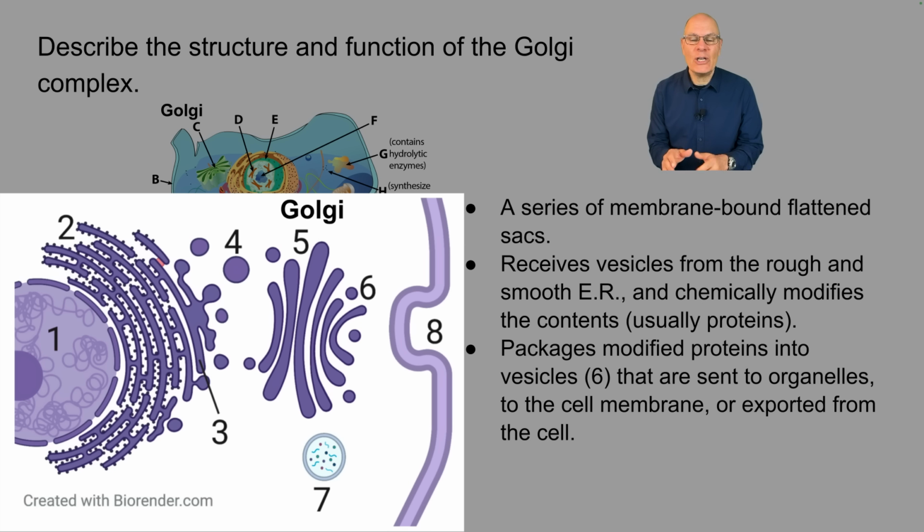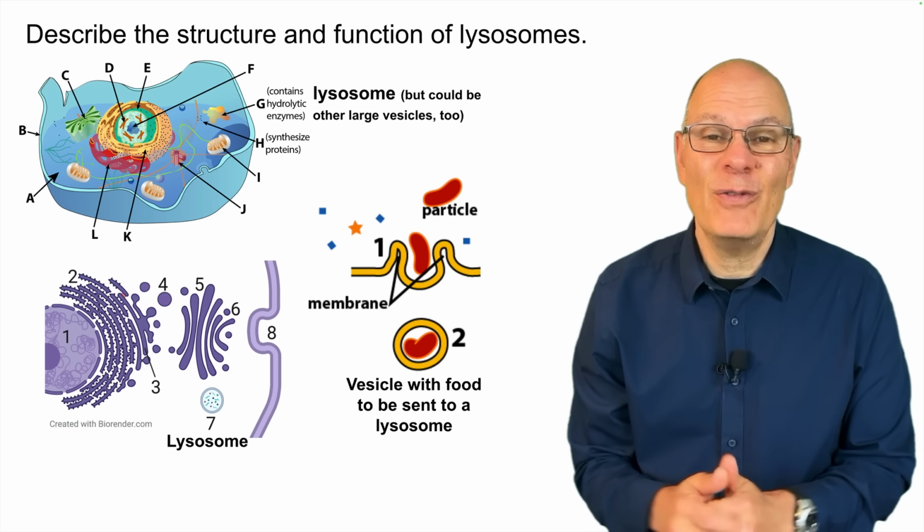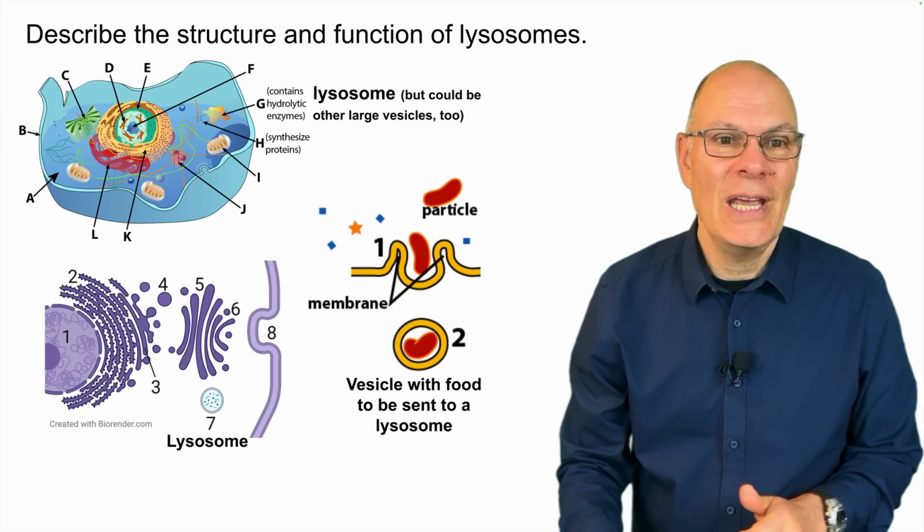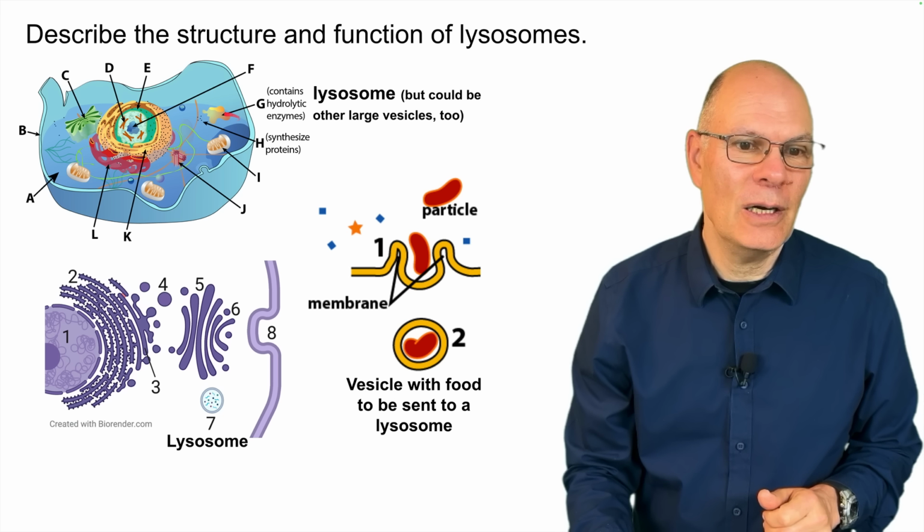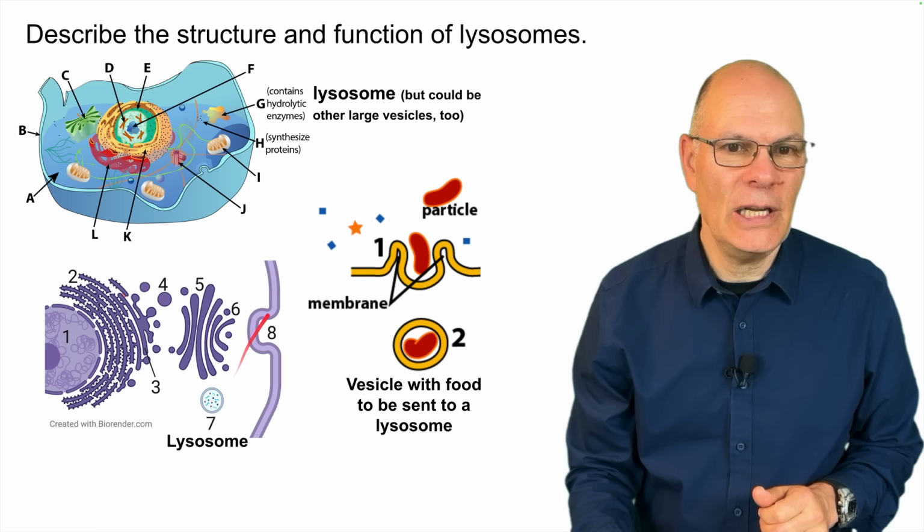The Golgi packages those modified proteins into vesicles, shown at 6, that are sent to organelles like lysosomes over here at 7, to the cell membrane, or exported from the cell. Describe the structure and function of lysosomes. Here's a lysosome over here. Here's a lysosome over here.